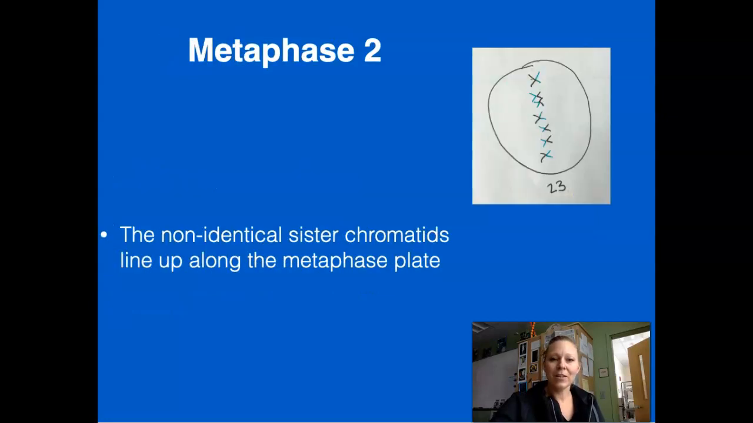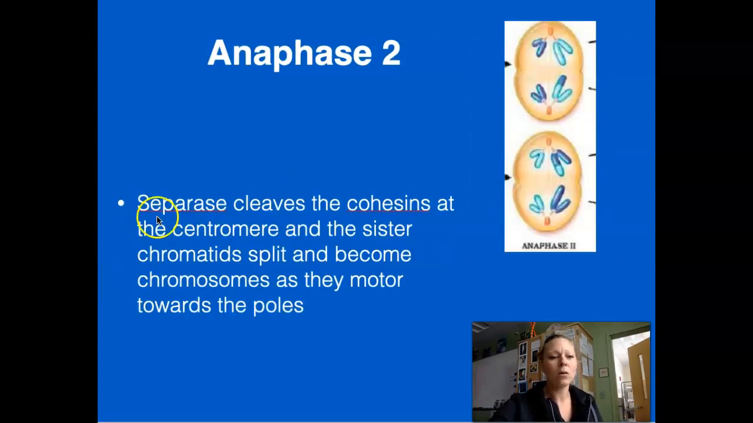And now during metaphase 2, if we remember that we now have 23 chromosomes, they're going to line up at the metaphase plate, and they are going to be 23 deep. So we have 23 non-identical sister chromatids lining up during metaphase 2. Spindle fibers are going to grow and attach, we know all of this.